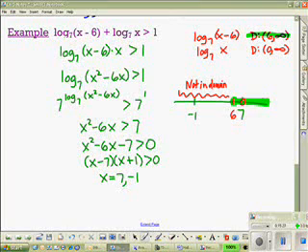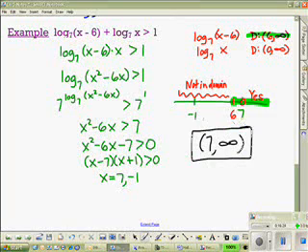If we wanted to, we could try a number between 6 and 7, such as 6.5. So if I do log base 7 of 6.5 minus 6, plus log base 7 of 6.5, I get 0.605, a number less than 1. So our final answer is going to be 7 to infinity. If they had changed their problem to greater than or equal to, that would change to a closed circle at 7, so you'd have a bracket instead.